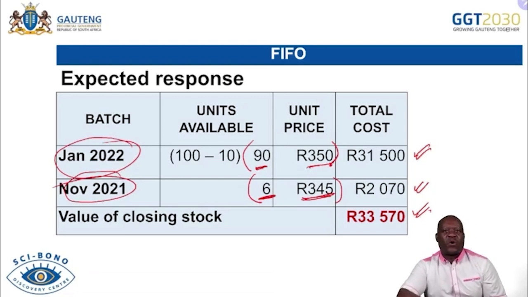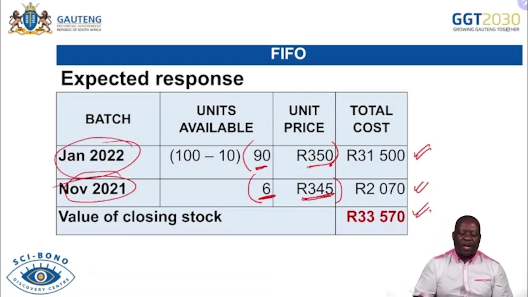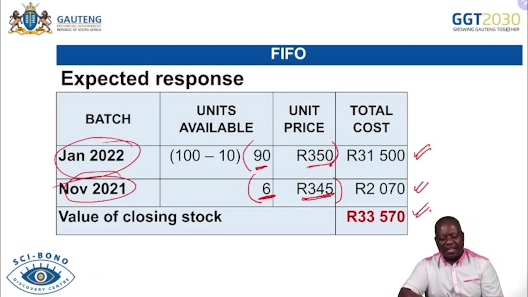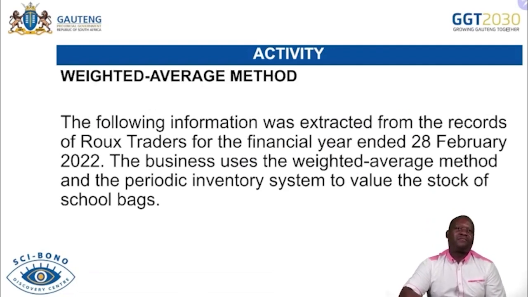One more method to go. Let's check what it says. Weighted average method. Remember, we said weighted average. We want the average price. Before we get the average price, we are not going anywhere. Average price first, and then we check how many units are still available. Let's see how it goes.